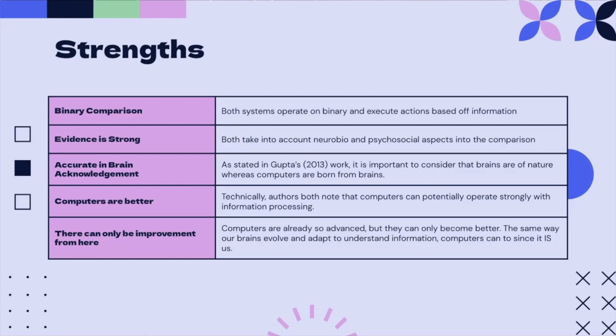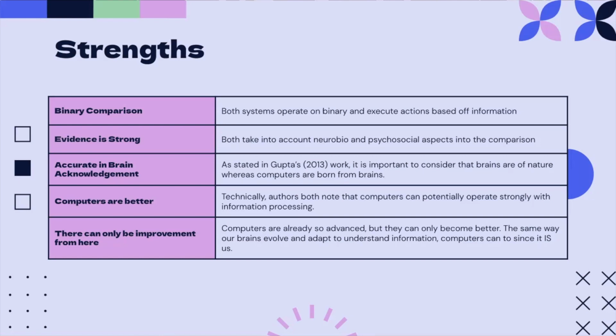However, computers will never be a product of nature. They will forever be this technological system that is almost unnatural. And we know that computers are technically better. They have the potential to operate very strongly with information processing. This is not something that can be done with the human brain, at least not unless you're intensely educated, or even then there are limitations to our actions.